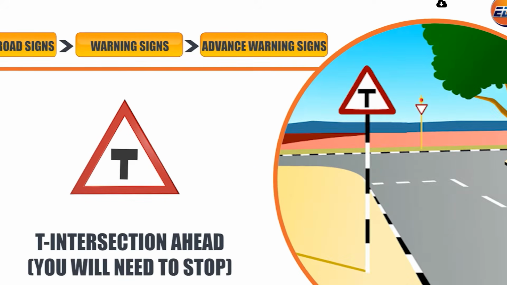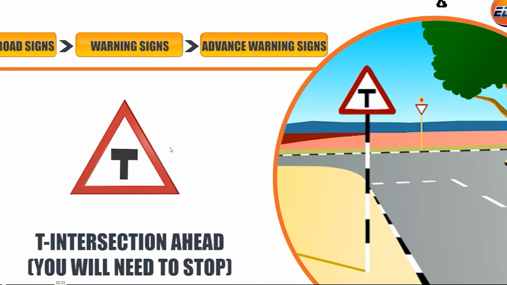T intersection ahead. This sign indicates that there is a T-shaped intersection ahead. It is found on two-way traffic. The road you are traveling on terminates at the continuous road. Therefore, you must slow down and prepare to stop before turning either to the right or left. Most T-intersections will feature a give way sign or stop sign to remind you to give the right of way to cross traffic.